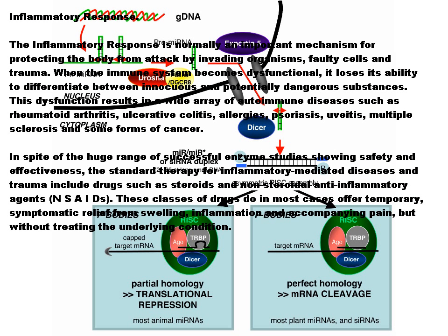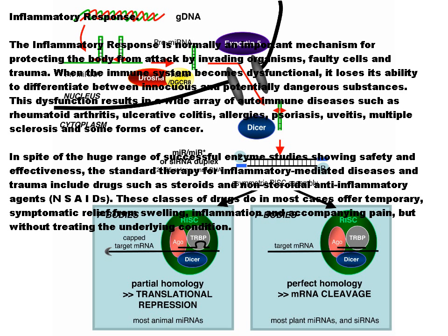Inflammatory response. The inflammatory response is normally an important mechanism for protecting the body from attack by invading organisms, faulty cells and trauma. When the immune system becomes dysfunctional, it loses its ability to differentiate between innocuous and potentially dangerous substances. This dysfunction results in a wide array of autoimmune diseases such as rheumatoid arthritis, ulcerative colitis, allergies, psoriasis, uveitis, multiple sclerosis and some forms of cancer.